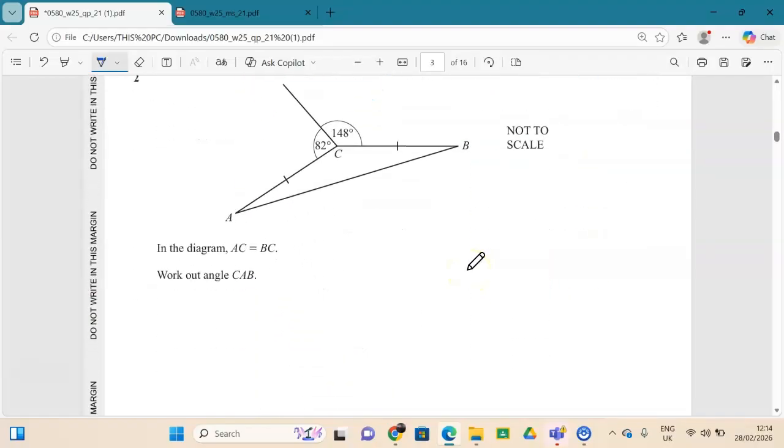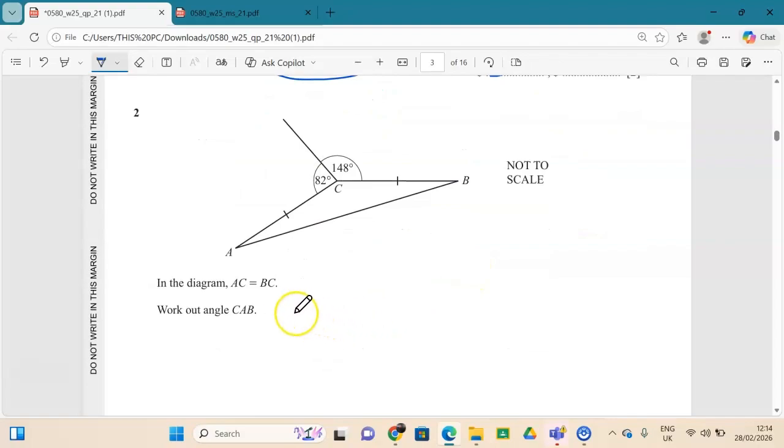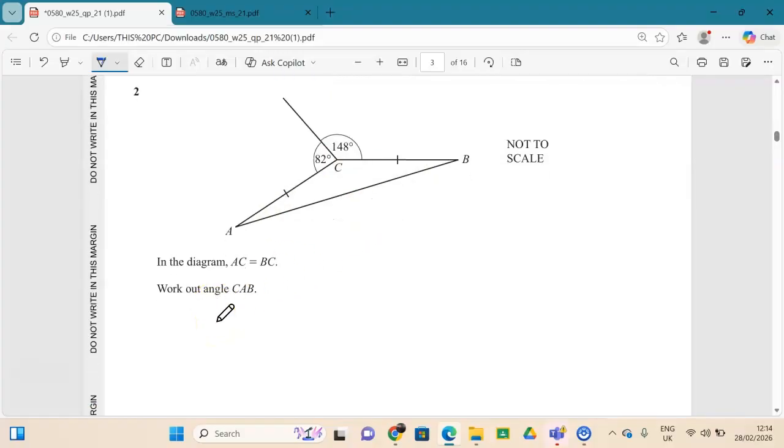So we move to question 2. Question 2 says, in the diagram, AC is equal to BC. You can see your line AC is equal to line BC. So that tells you that this is an isosceles triangle. So work out angle CAB.